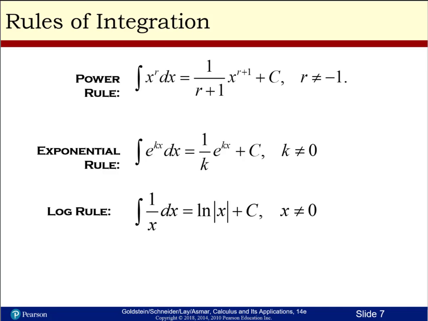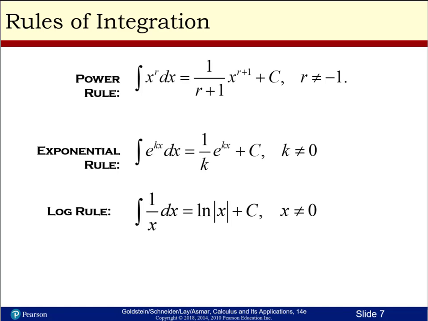So for our power rule, if we have the integral of x raised to some r dx, that's going to equal 1 over r plus 1 times x to the r plus 1 plus c, where r is not equal to -1 and r is some constant. The exponential rule says that the integral of e to the kx dx is 1 over k e to the kx plus c, where k is not 0 and it's some constant. For our log rule, the integral of 1 over x dx is the natural log, and since we can't take the natural log of negatives, we have to put the absolute value symbols in there to say, hey, this has got to be positive.